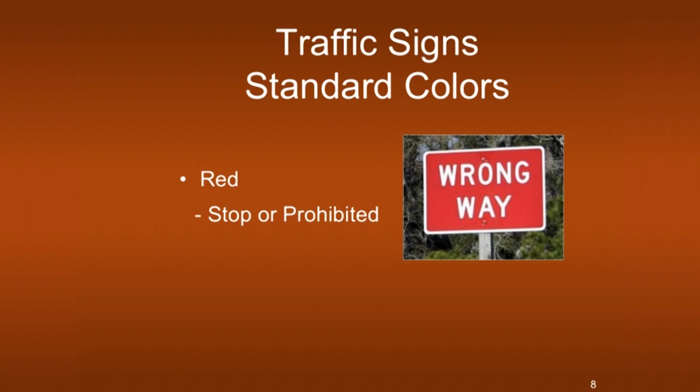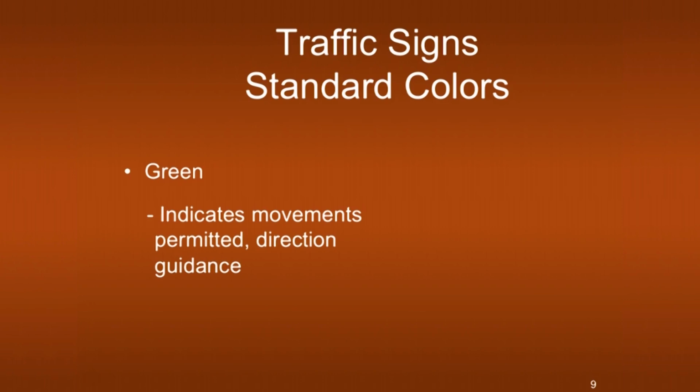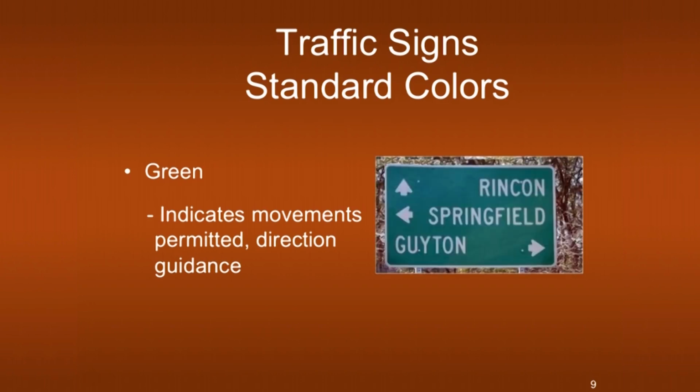So the wrong way sign is an example of a prohibition that's going to be colored red. The green signs indicate movement permitted, or direction guidance, and the most standard one is a directional guidance one. You'll see these along the side of the interstate, of course, where it gives you information about mileage ahead to various towns, etc. So it's giving you information, giving you direction and guidance.